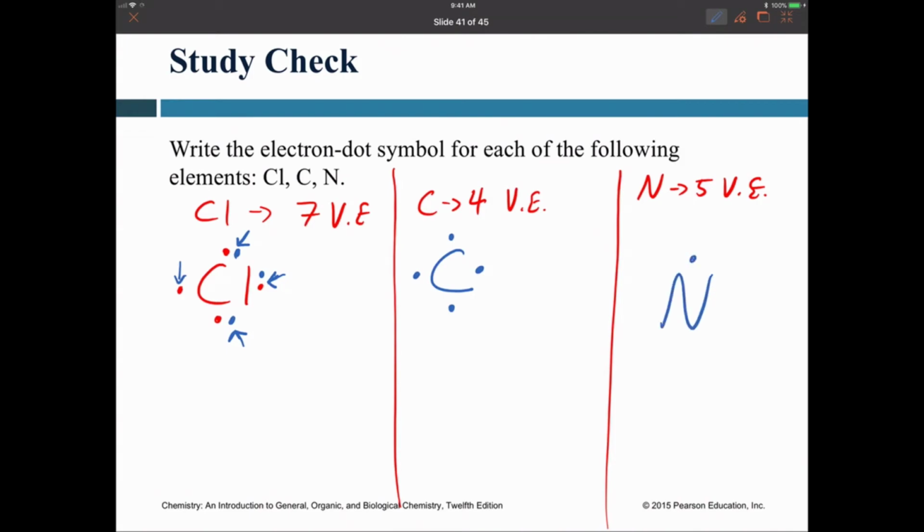Nitrogen, north, south, east, and now west. That's only 4 though, right? We have to have 5. So put 1 right there. Okay? 2, 3, 4, 5. The number of dots should add up to the number of valence electrons.